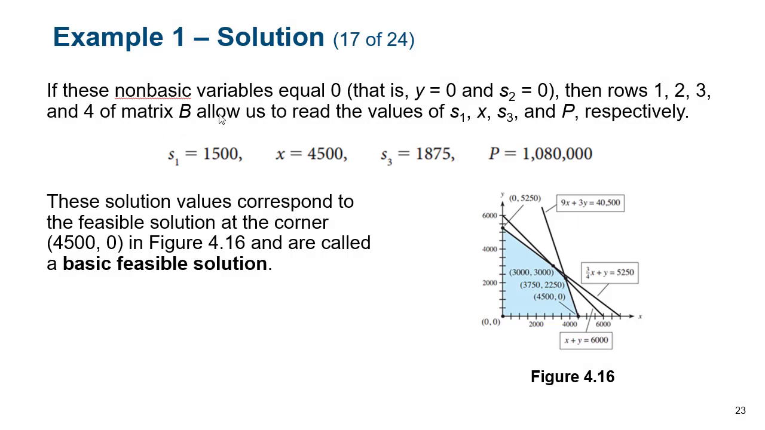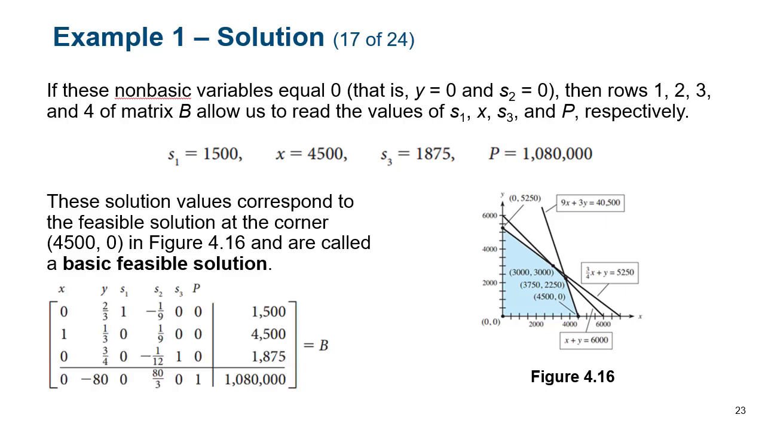However, those non-basic variables, if we let them equal 0, so that is we let y equal 0 and s2 equal 0, then all those rows put together show us what the other variables equal, and then our solution values correspond to the feasible solution at the corner right down here, and it's called a basic feasible solution.